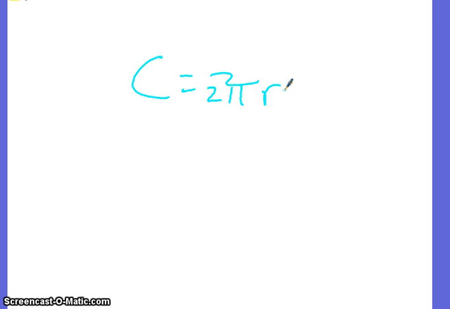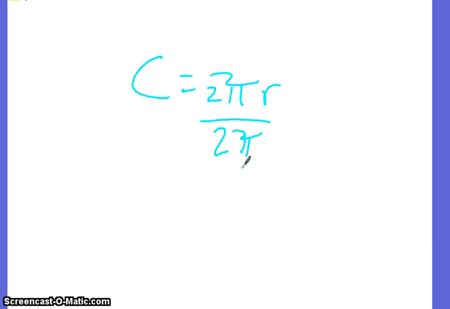Solve for r. This is number 4. That's probably the last one I'm going to do. We want r by itself, right? Divide by 2 pi. So we divide by 2 pi. 6.28? No, we don't have to do that.